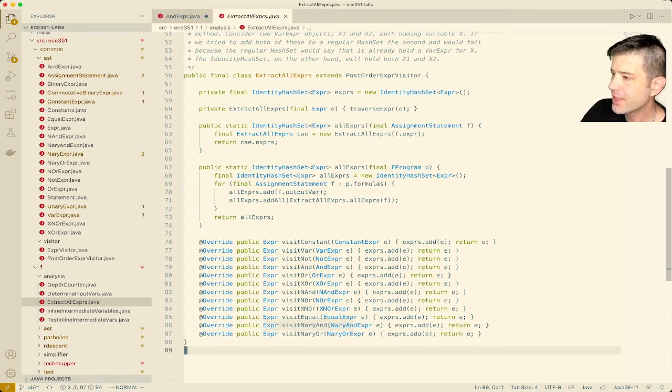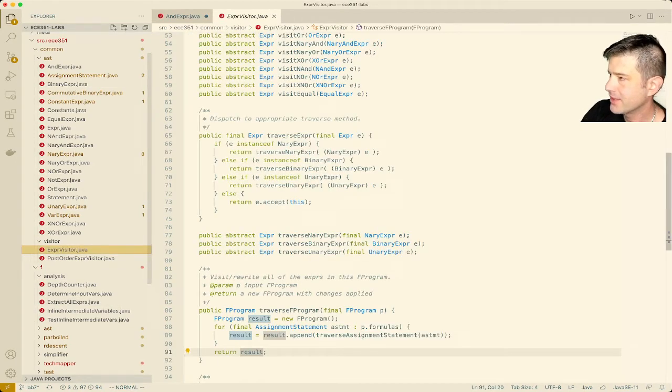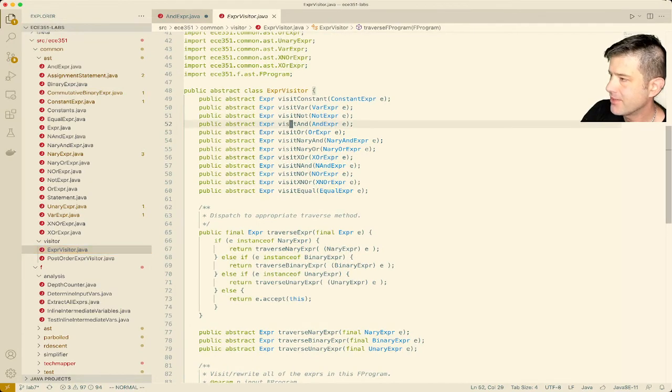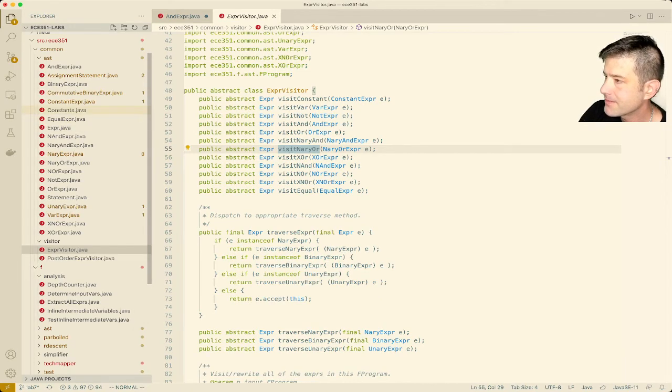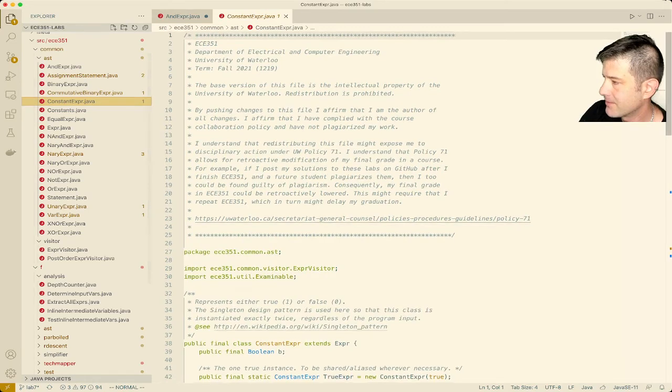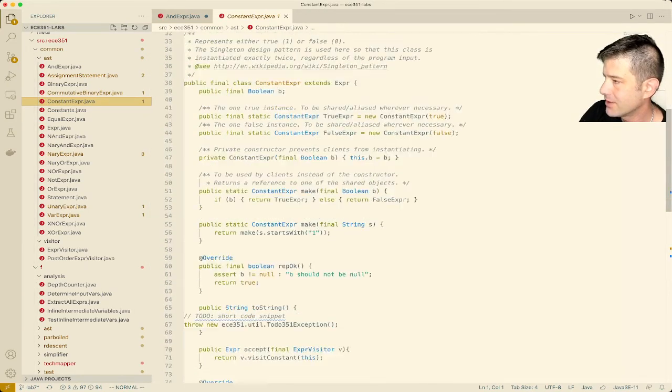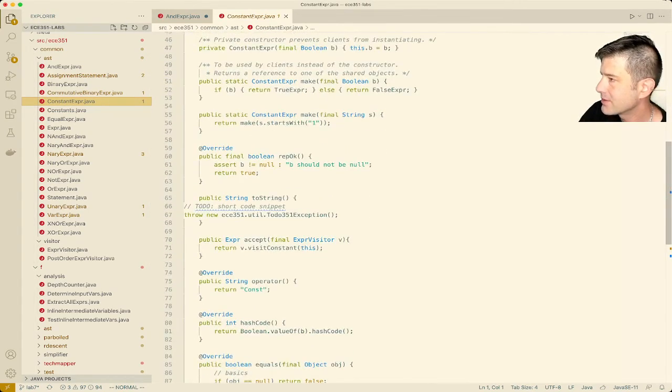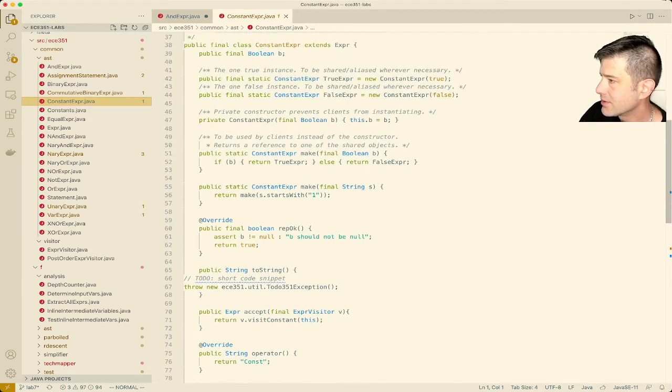So the things to look at are: we have an expression visitor base class. It creates the visit methods, but doesn't actually do anything. All the visit methods are abstract. Inside every element of the hierarchy, we have an accept method. So let's look for one here.